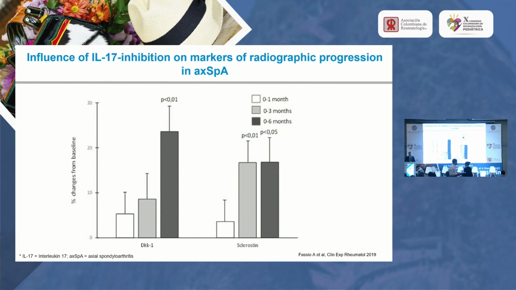There are also other biomarkers such as sclerostin. You see that on the right panel. Sclerostin is also, if it is high, it's protective, and also sclerostin levels increase. So altogether, there seems to be also a biomarker explanation why there is no radiographic progression in these patients treated with ixekizumab.